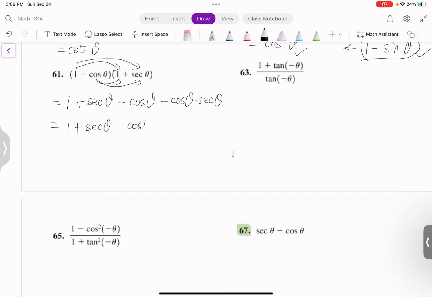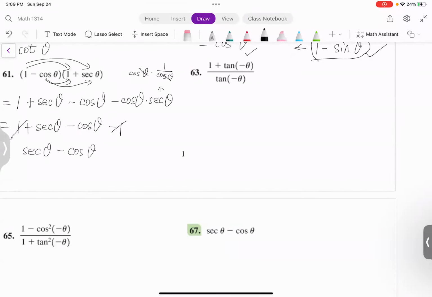minus cosine theta. What is cosine times secant? Secant is the reciprocal of cosine. So this one, cosine theta times 1 over cosine theta is 1. So I got a 1 here, and they are canceled. The solution is secant theta minus cosine theta. Okay, we'll simplify this one.